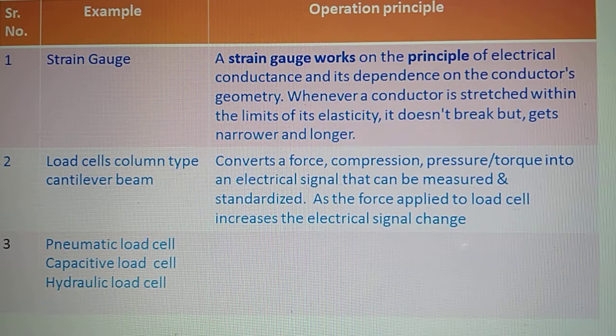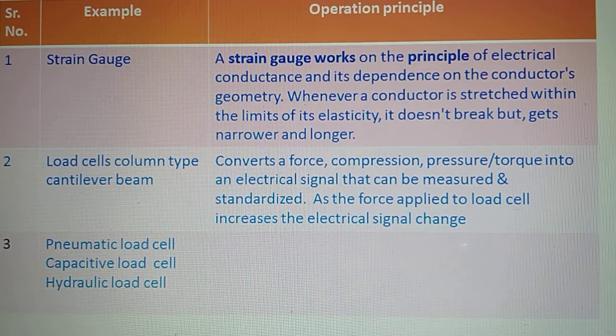This strain gauge works on the principle of electrical conductance and its dependence on the conductor's geometry. Whenever a conductor is stretched within the limit of its elasticity, it doesn't break, but it becomes narrower and longer. That means it becomes thin and long. Got it?